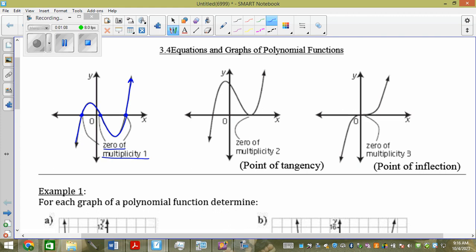Multiplicity 1 is the only multiplicity you don't have to state, because if you don't put a multiplicity, we assume that it's 1. Okay? Now what happens when you have a multiplicity 2? What is this one? A multiplicity what? 1, because I just go straight through, right? This one's a multiplicity 2. Watch yourself. So it comes down, and it hits the x-intercept, and then it hits the second one, and it does what? Bounces back up. It's called a point of tangency. Most people forget about it. So it actually hits the x-intercept, and it bounces back up.